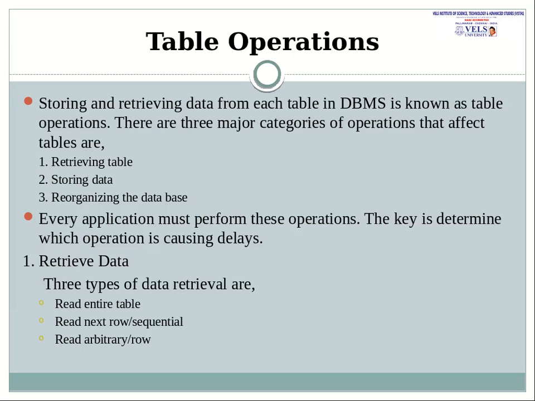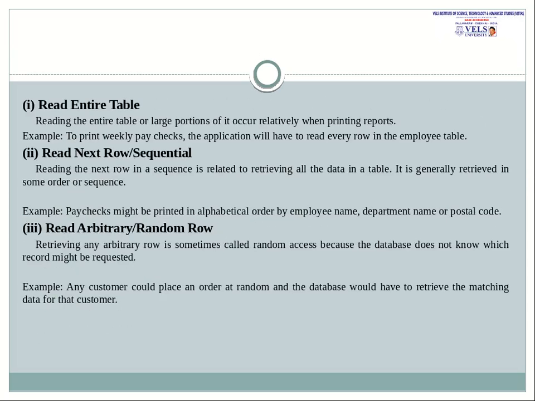So how do we retrieve data in a database in a table operation? Either read each and every row, or read the entire table of records, or use the random access method. Reading an entire table, or a large portion of it, occurs relatively often when printing reports. For example, to print weekly paychecks, the application has to read every row in an employee table. If you want to retrieve the weekly records, you can retrieve all the records in the table.